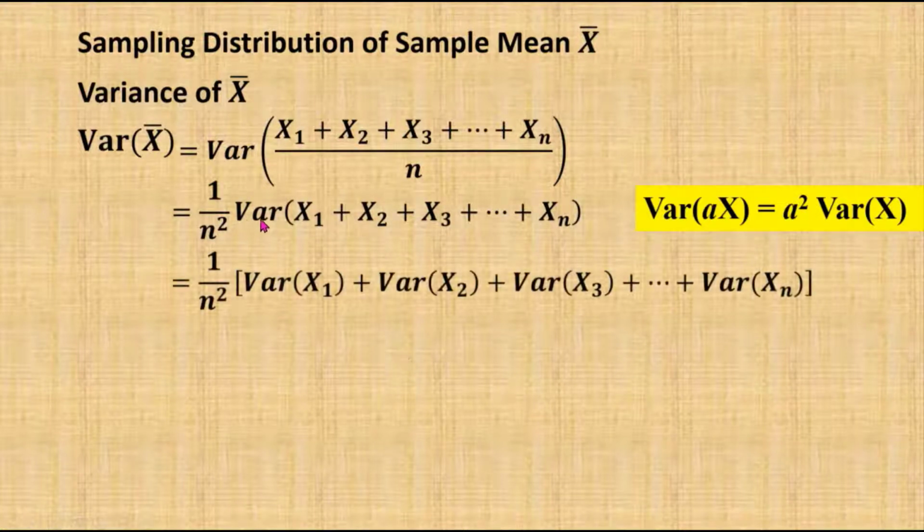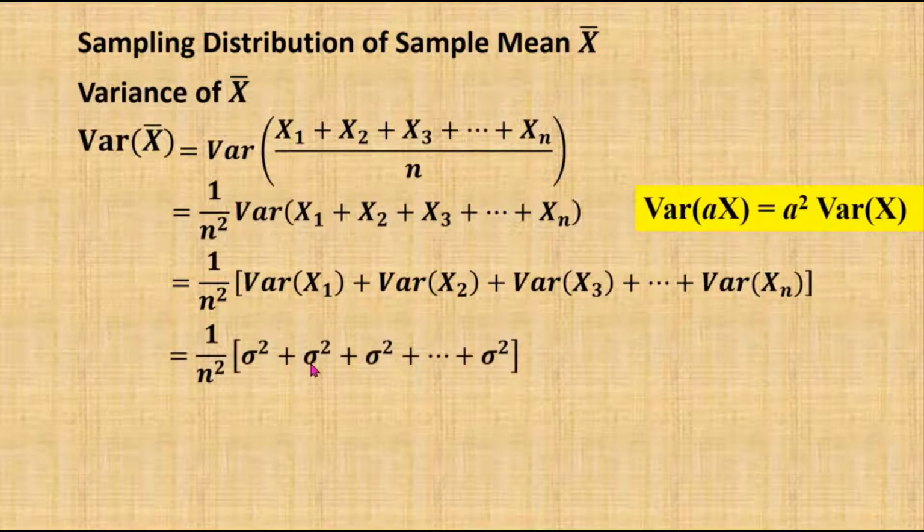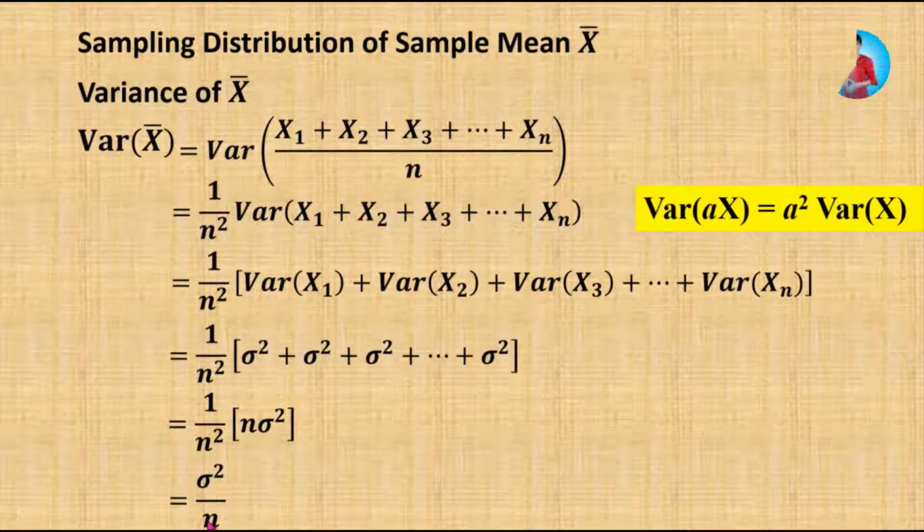Then I separate the variance for each of the x, and since all these x1, x2 and x3 are taken from the same distribution, the values of the variance are the same. Now I sum up all the variances and it is equal to n sigma squared. When I cancel one of the n, it is equal to sigma squared divided by n. That is, the variance of the sample mean is equal to the variance of the population X divided by the sample size.